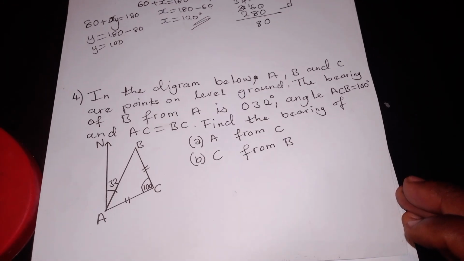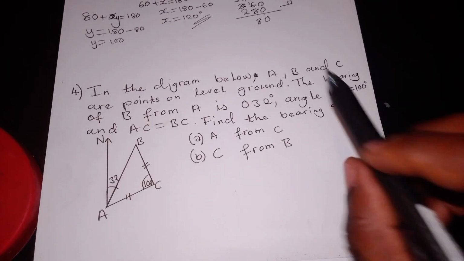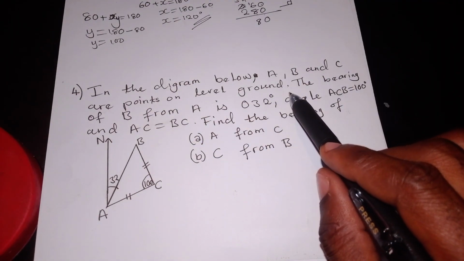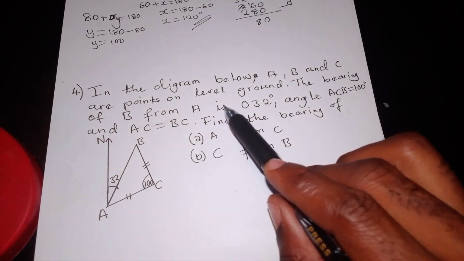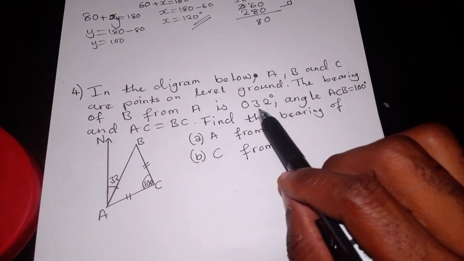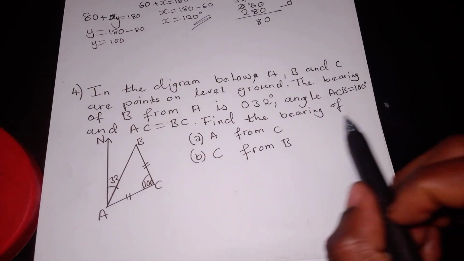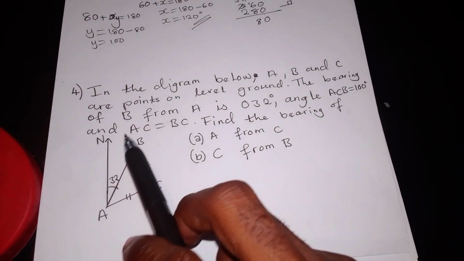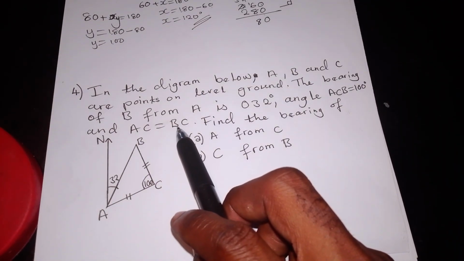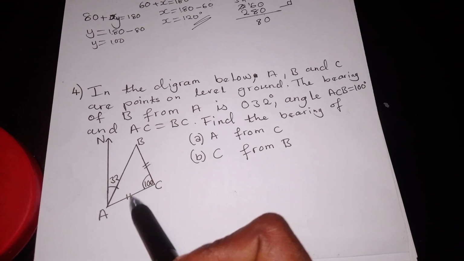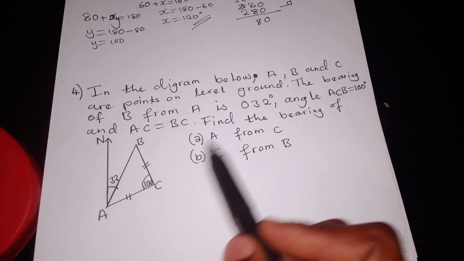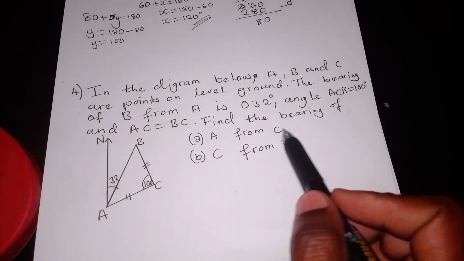So in the diagram below, A, B, and C are points on level ground. The bearing of B from A is 032 degrees. And then angle ACB is 100 degrees, and then angle AC is equal to BC. So the distance AC is equal to BC. Find the bearing of A from C.